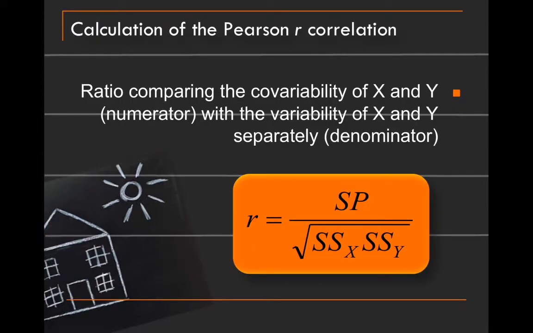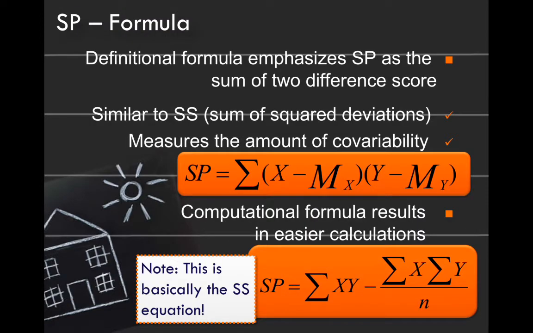So here's our formula for our Pearson's R, right? And so the numerator is the ratio, right? The SP is the ratio comparing the covariability of X and Y. Whereas the denominator, the square root of the sum of squares for X times the sum of squares for Y, is the variability of X and Y separately. So the numerator is them together, and the denominator is them separately.